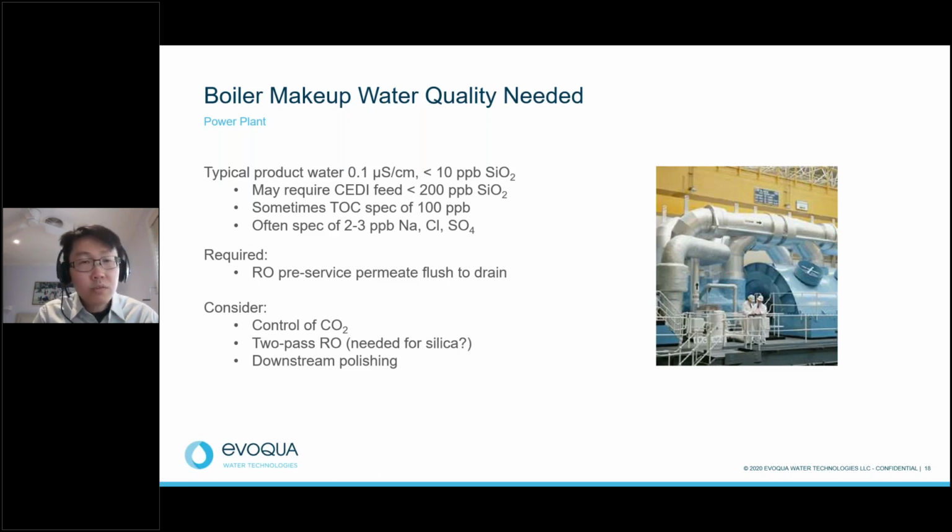So if you want to achieve the silica, there has got to be control of the CO2. It can't be too high. And then in a lot of places where the raw water source is not so good, like in Thailand or like in Philippines, there is a need for a 2-pass RO system.